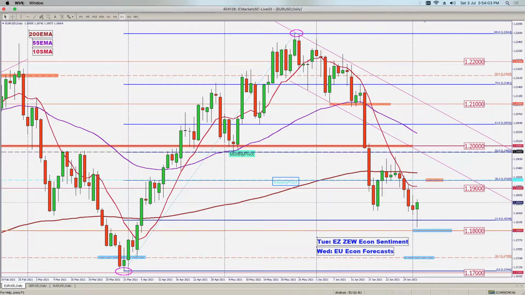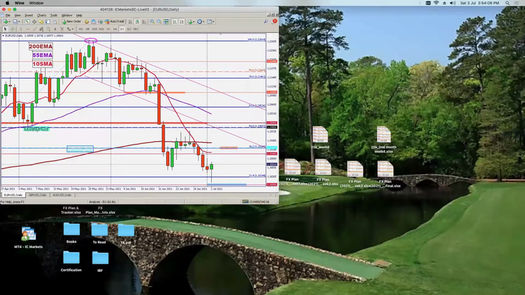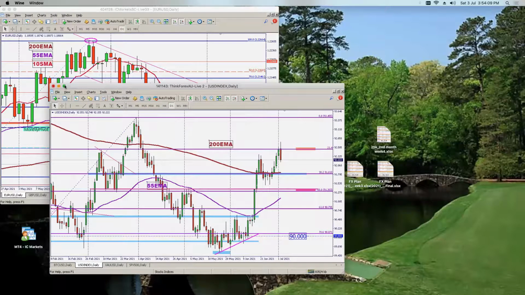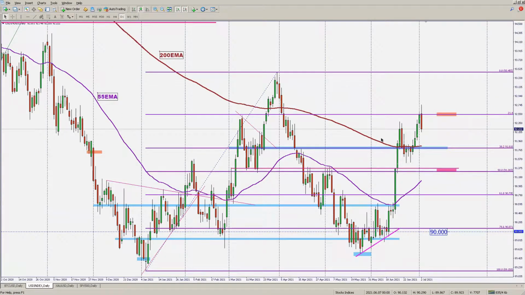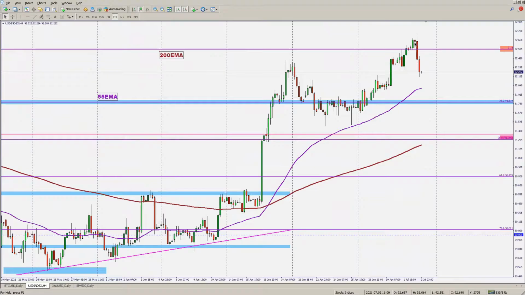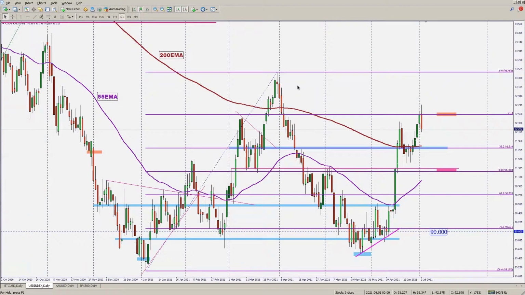Let's also compare that and correlate with the US dollar index, the DXY. You can see that it was climbing up pretty strong from the start of the week until Friday, where the non-farm payroll caused the pullback towards the end of the day, and it almost reached this swing high.